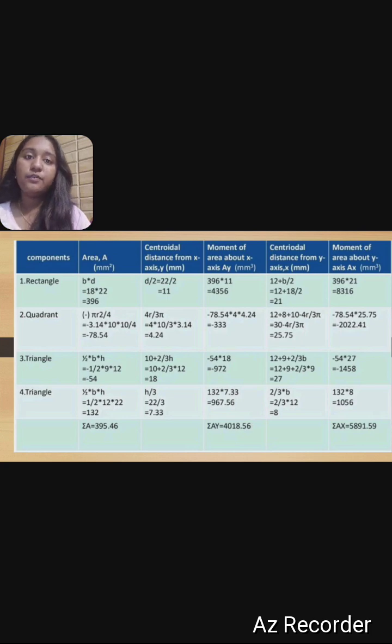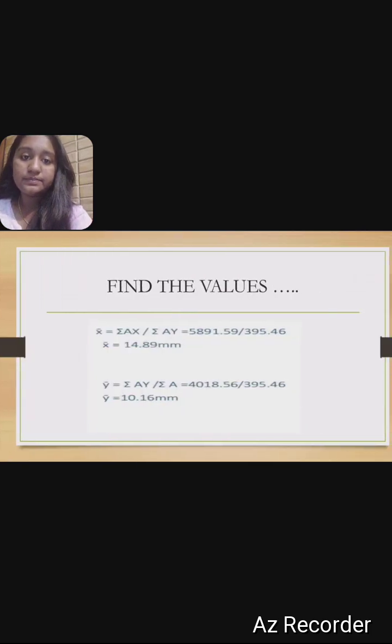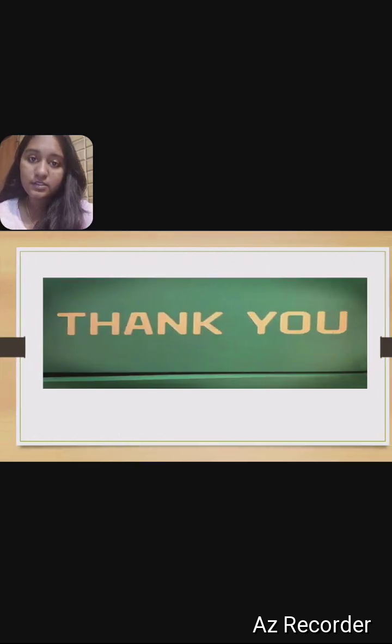So let's find the values now. It depends on what values you want to find. If you want to find the value of x bar, you should divide the summation of AX by the summation of A, in which you get x bar as 14.89 mm. And for y bar, you should divide the summation of AY by the summation of A, where you get y bar as 10.16. I hope you have understood the problem now.